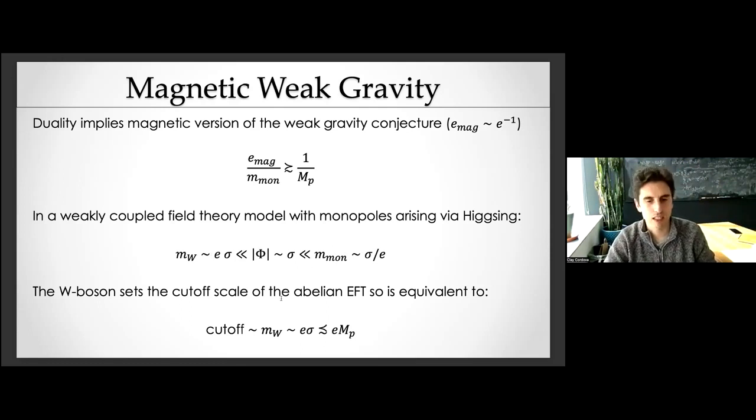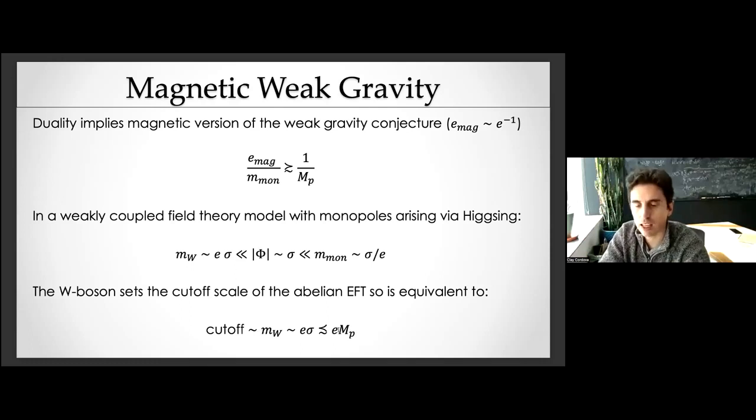And what is the statement about these scales? So you just plug in up here, and you find that M_W, which is E times sigma, is less than or equal to E times M Planck. So now I've restored the standard electric coupling as opposed to the magnetic coupling up here. Now, of course, M_W also sets the cutoff for the abelian gauge theory description. So sometimes people say that the magnetic weak gravity conjecture is a constraint on the cutoff, that the cutoff is not just below M Planck, but it's below E times M Planck.